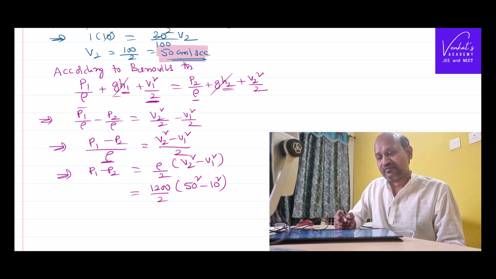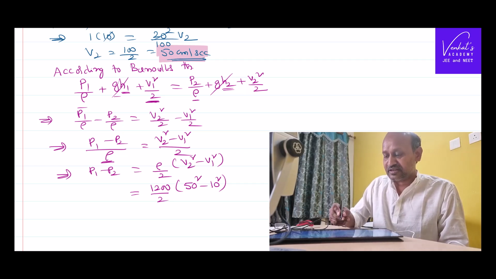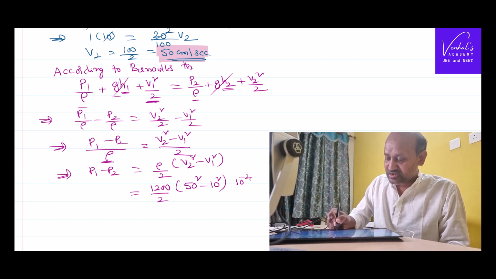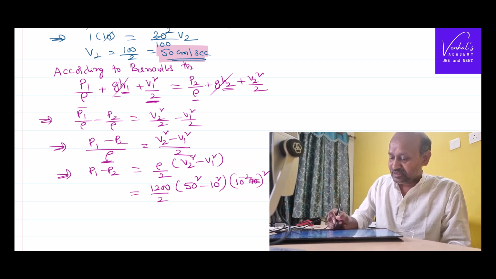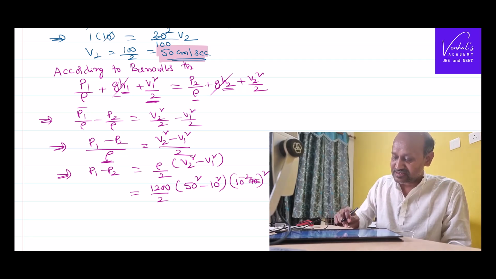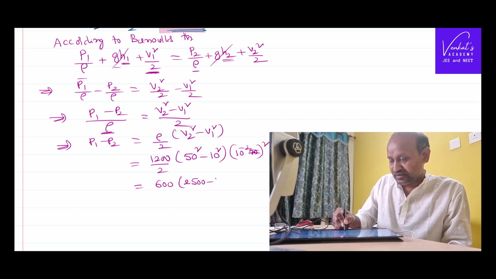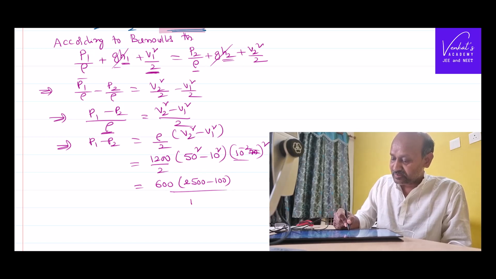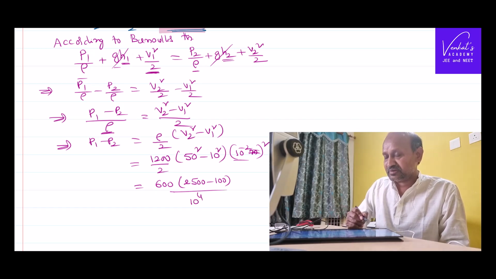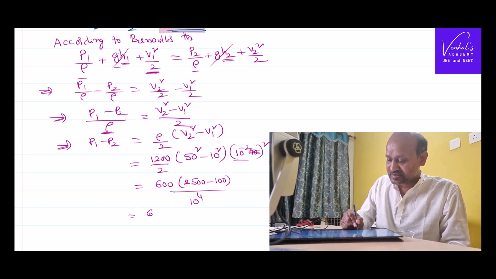But be careful. They are given in centimeter per second. So 1 centimeter is 10 power minus 2 meter. Square is there. Therefore, whole square also comes. I'm not writing meters here because I have not written it in any of the other places, the other values. So 1200 by 2 is 600. 50 square is 2500. 10 square is 100. 10 power minus 2 whole square is 10 power minus 4. That comes as 10 power plus 4 in the denominator. So it is 600 into 2500 minus 100, which is 2400, by 10 power 4.